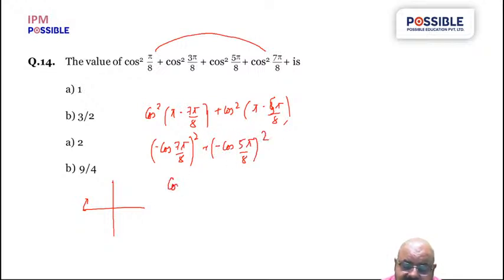And therefore cos square 7 pi by 8 plus cos square 5 pi by 8. The negative sign is eliminated because of the square. This cos square 7 pi by 8, pi by 2 minus 7 pi by 8, I wanted to get a sine square so that I can add them and get a 1.